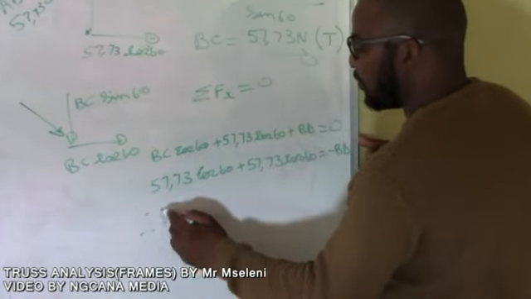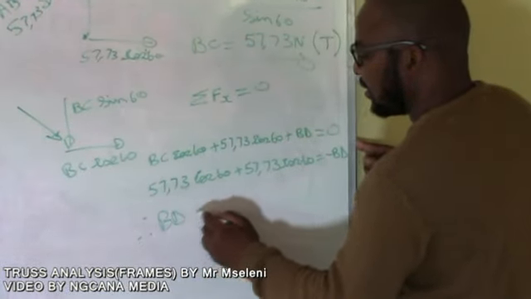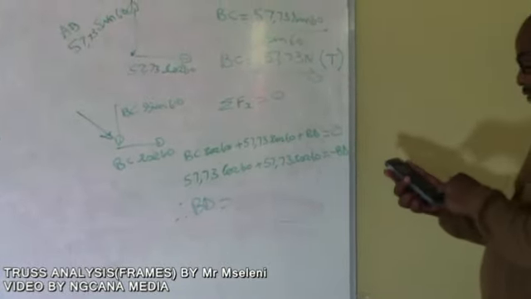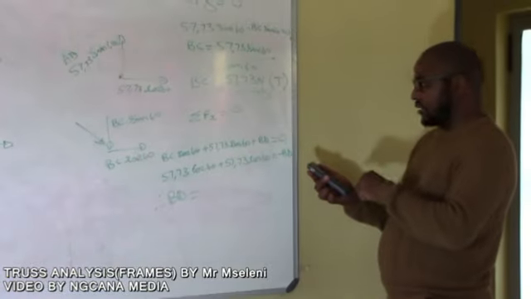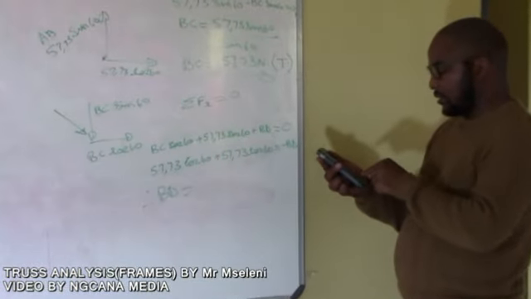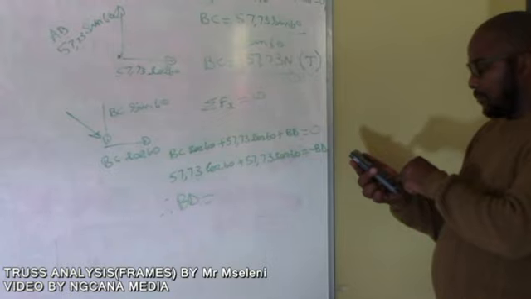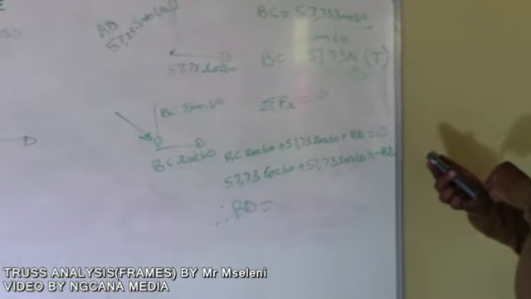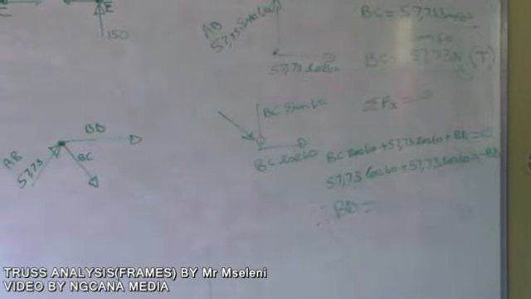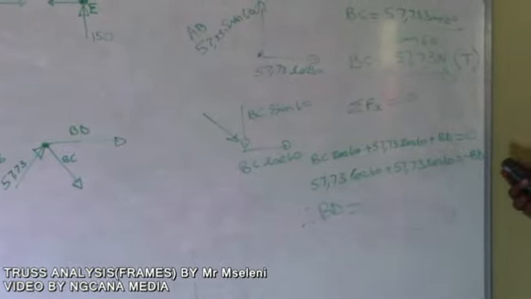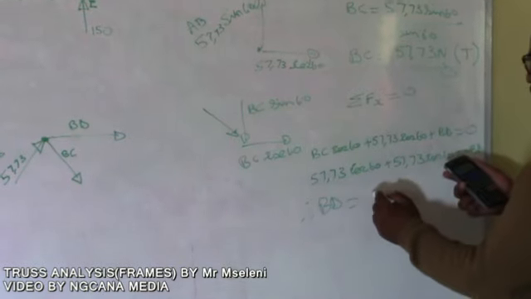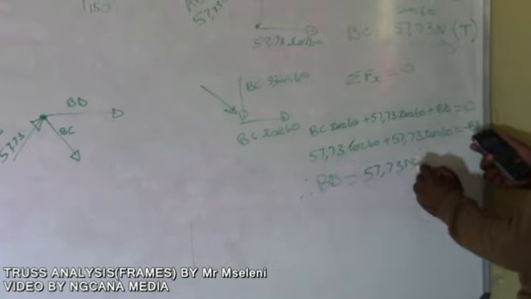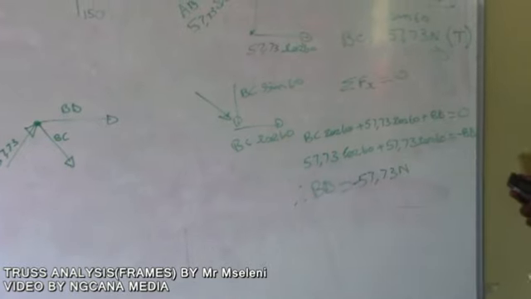Therefore, your BD equals, then you press it on the calculator, 57.73 cos 60, and then plus another 57.73 cos 60, which is supposed to give you 57.73 newtons, which is negative.